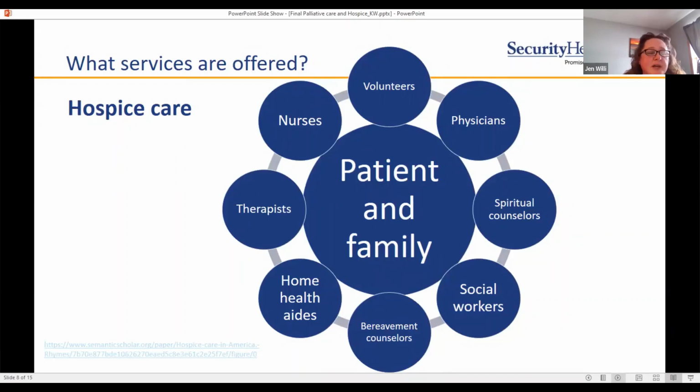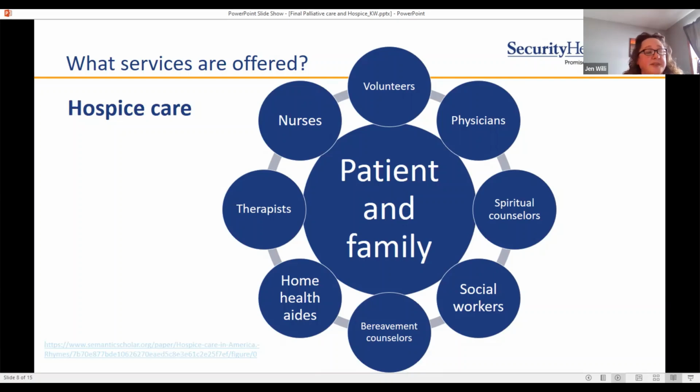You're going to have spiritual counselors and social workers as well, like you did on palliative care, but if desired, they can address more of the end-of-life issues that may come up at this point. You also can have home health aides that can come in to help with some hands-on issues like showering, maybe changing linens, minor stretching, etc.